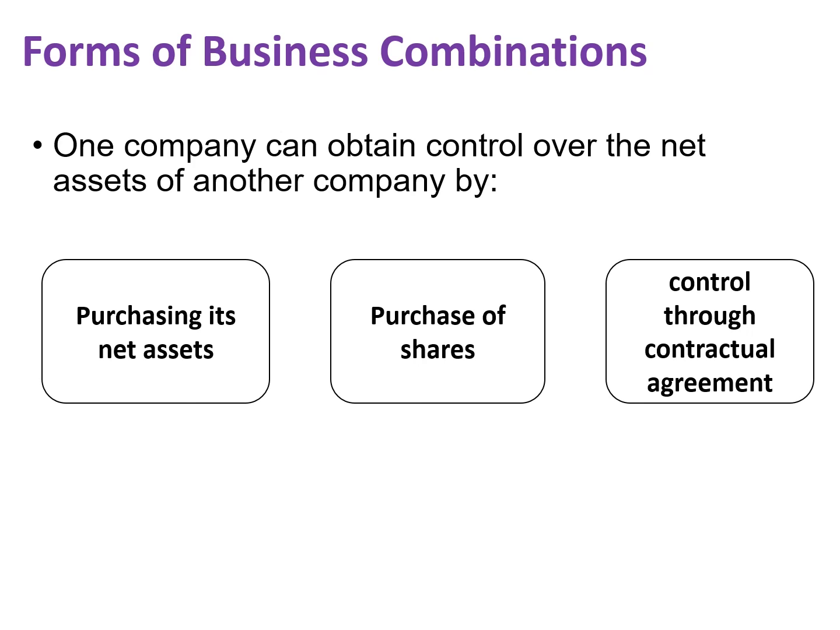Control can be obtained through a contractual arrangement that does not involve buying assets or shares. And because of this, the acquired company, or the acquiree, makes no journal entries when the acquiring company purchases shares.